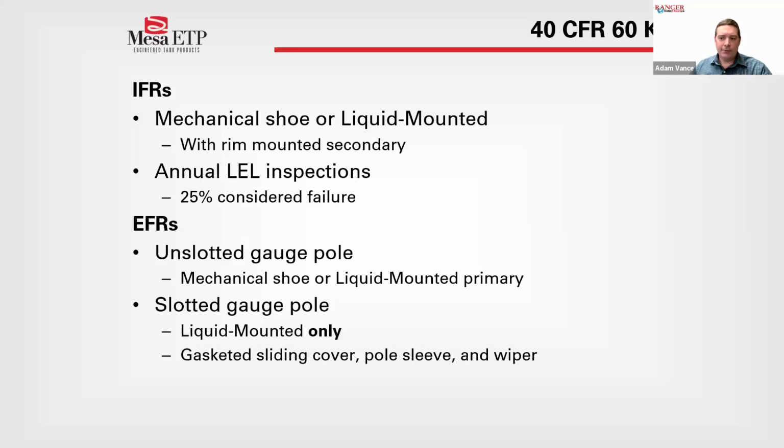So the language in Subpart Kc offers 2 options around the gauge pole. Rim mounted secondaries remain in effect since these are EFRs for both. So that remains unchanged, but there are primary seal requirement changes. If unslotted, the tank is allowed to use either a mechanical shoe or a liquid mounted primary, as is the current case with Subpart Kb. If the slotted gauge pole is used, only a liquid mounted primary seal can be used, and there must be a gasketed sliding cover, pole sleeve, and wiper for your gauge pole.